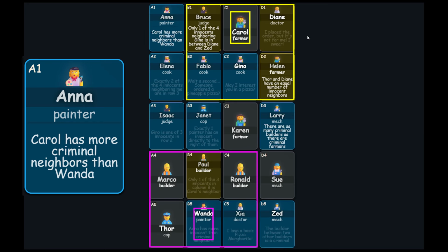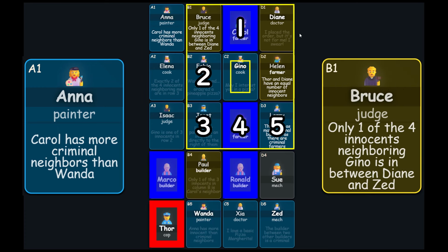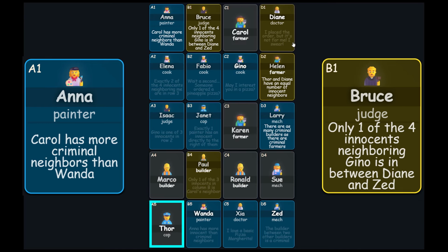We can apply similar logic to Thor. If Thor was a criminal, then Marco and Ronald would have to be innocent. And with Larry's clue, we run into the same issue again: 5 innocent neighboring Gino instead of 4. Therefore, we can mark Thor as innocent.